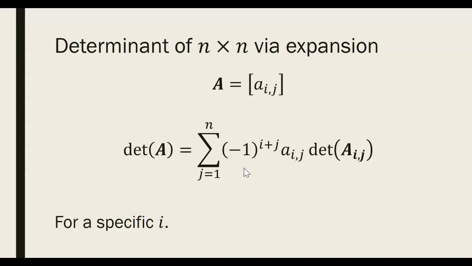So we just pick a row or pick a column and expand out using this formula. And again, the negative versus positive depends on whether the subscripts add to an even number. If those subscripts add to an even number, then it's going to be a positive coefficient. If they add to an odd number, it's going to be a negative out in front of whatever the coefficient is. All right, and this says for a specific i. That just means we focus on one row at a time or one column at a time. Okay?